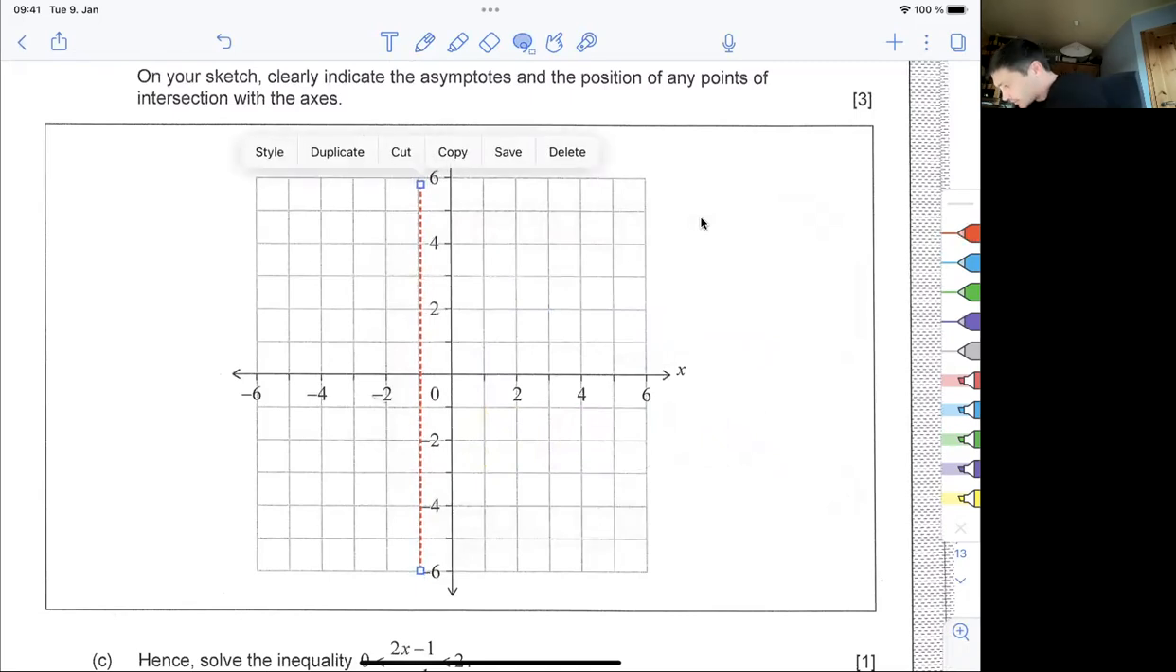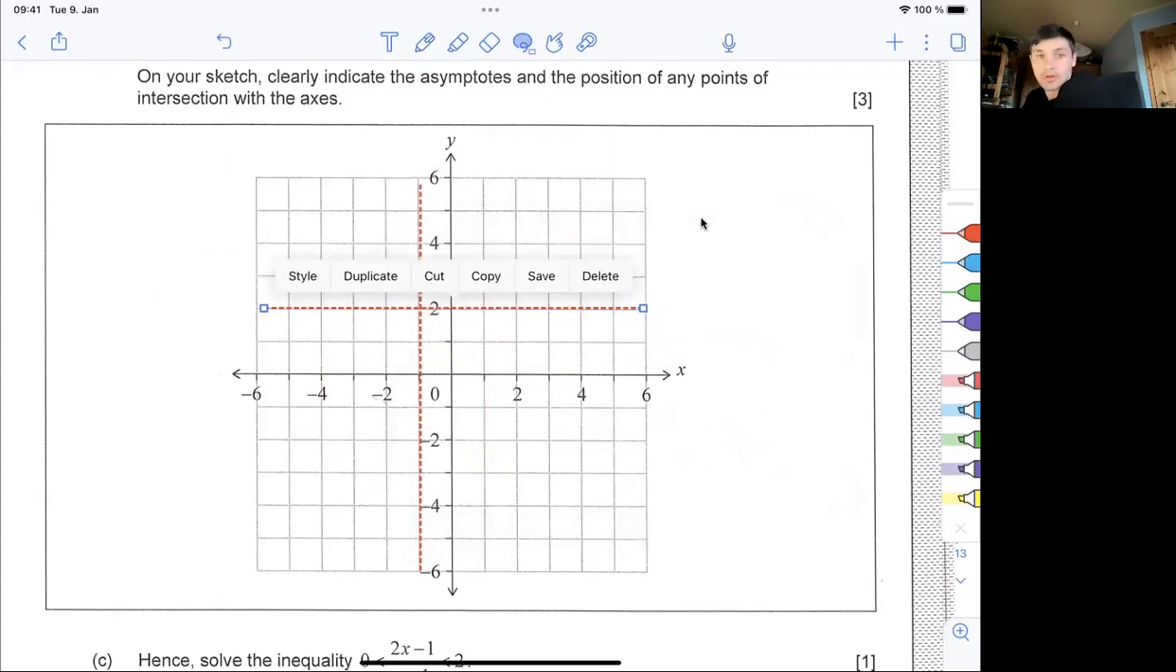Yeah, I don't think this photocopy was taken straight, but that's all right. Okay, cool. So we got that there. And then also the equation of the horizontal asymptote is going to be y is equal to 2. Right, and so there we have the two asymptotes drawn.